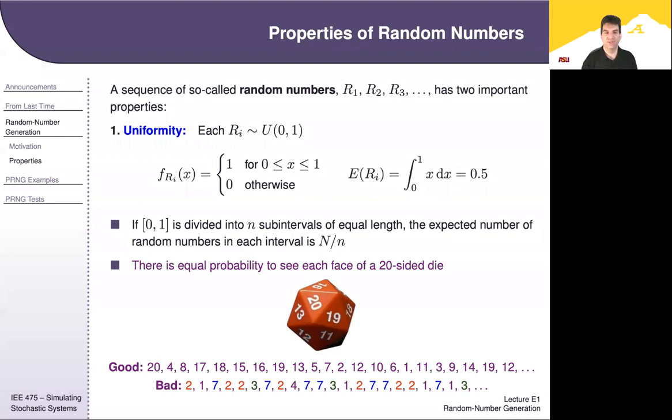So that numbers are uniformly clustered across the number line, so that there's no special area between 0 and 1 that gets more numbers than others. As an example, for a 20-sided die, a good outcome might be this outcome out here, where I can see that there's not any one number that's coming up more often than any other number. A bad outcome might be this one down here, because I see a lot of repeats.